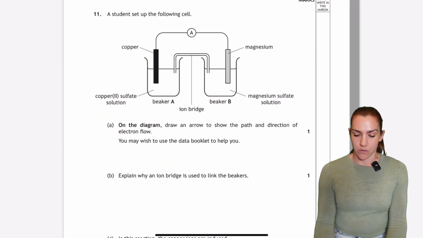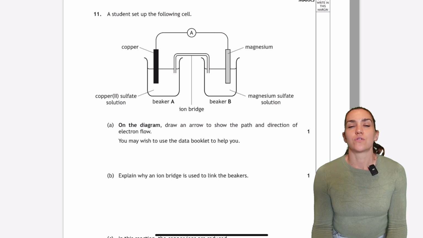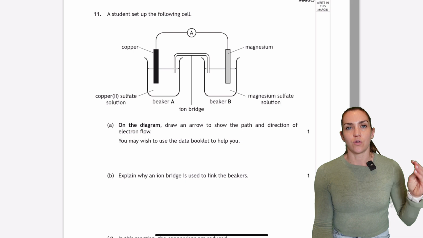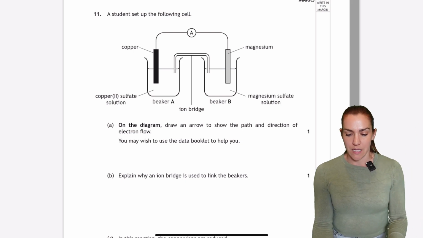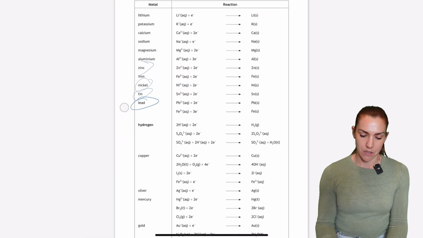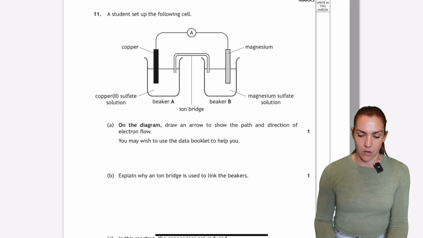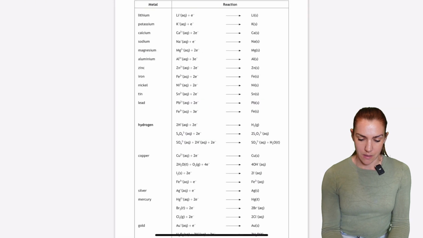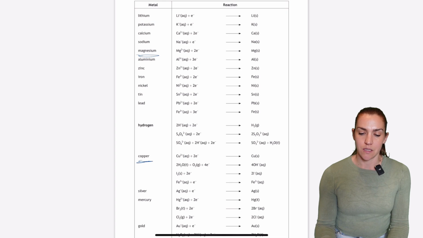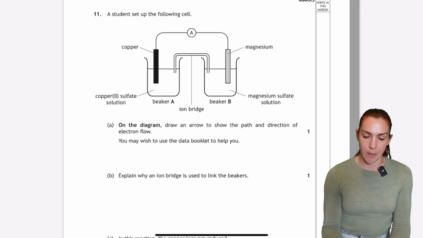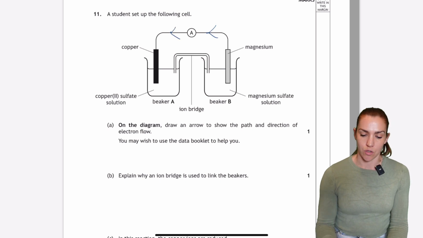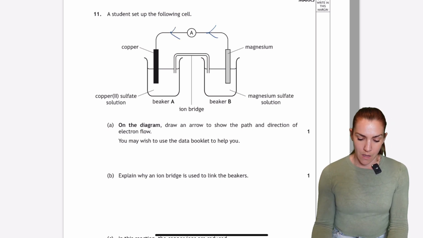On the diagram, show an arrow to show the path and direction of electron flow. So remember, the electrons always flow through the wires, never through the solution, and they flow from high to low. When we say high to low, we mean from higher in the electrochemical series to lower in the electrochemical series. Our cell had copper and magnesium in it. Magnesium's up here, copper is down here. The magnesium's higher, which means the electrons will go from the magnesium to the copper through the wires. So we just need to draw arrows going in the direction from the magnesium to the copper on the wires.